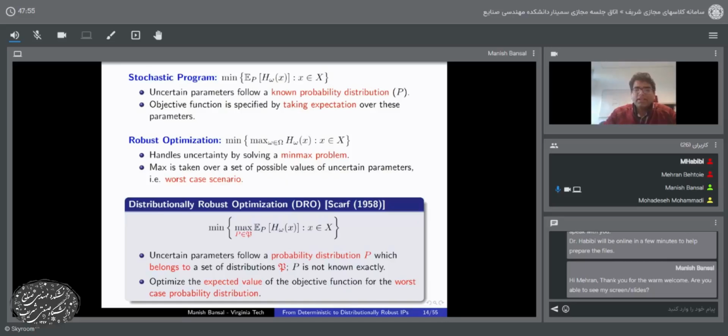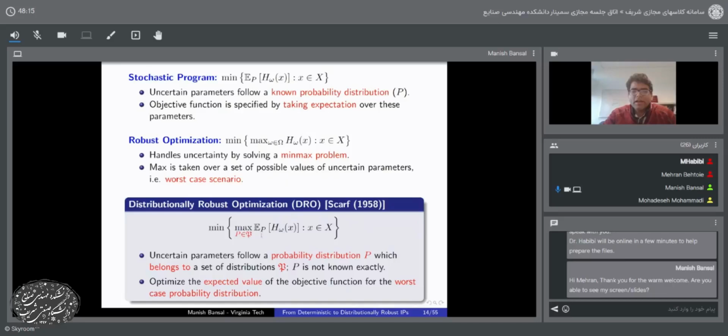So the understanding is, and it goes back to Scarf in 1958 when he introduced this concept of distributionally robust optimization. I think back then it was more referred to as min-max stochastic program. So DRO terminology is new.